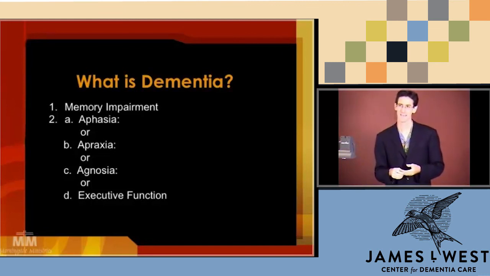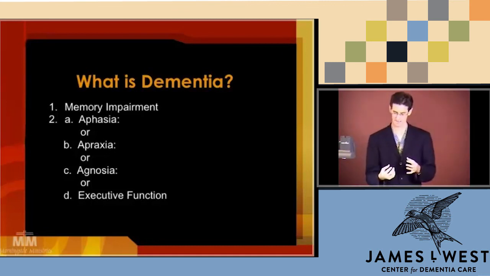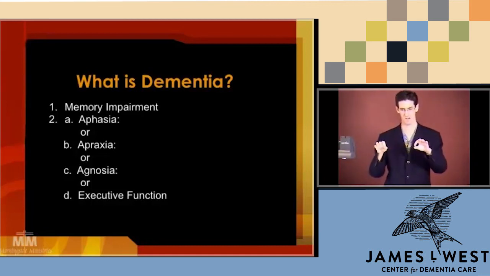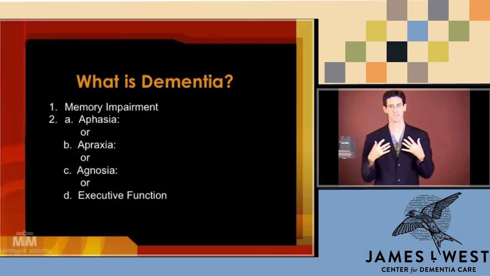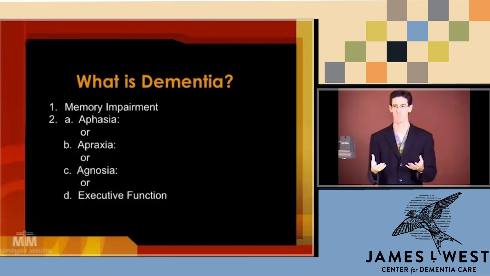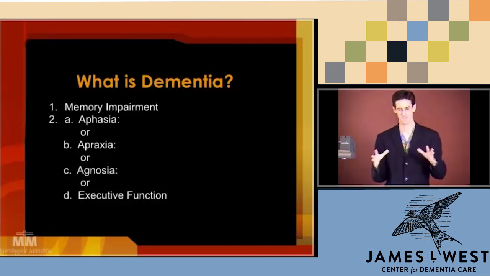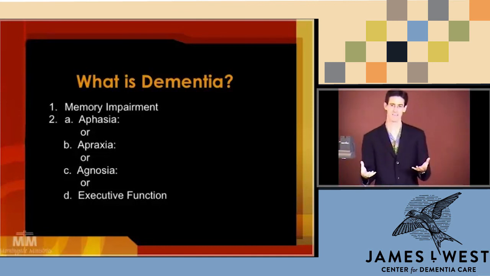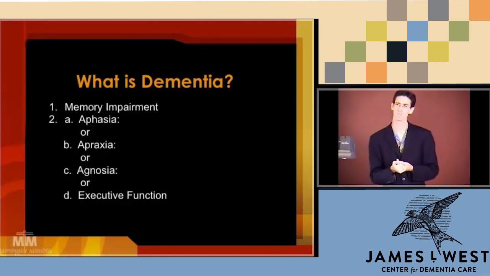Agnosia is similar to apraxia. Apraxia is a loss of motor functioning. Aphasia is a loss of speech functioning. Agnosia is a loss of sensory functioning. So a person loses their sensory abilities despite having, again, intact sensory hardware.